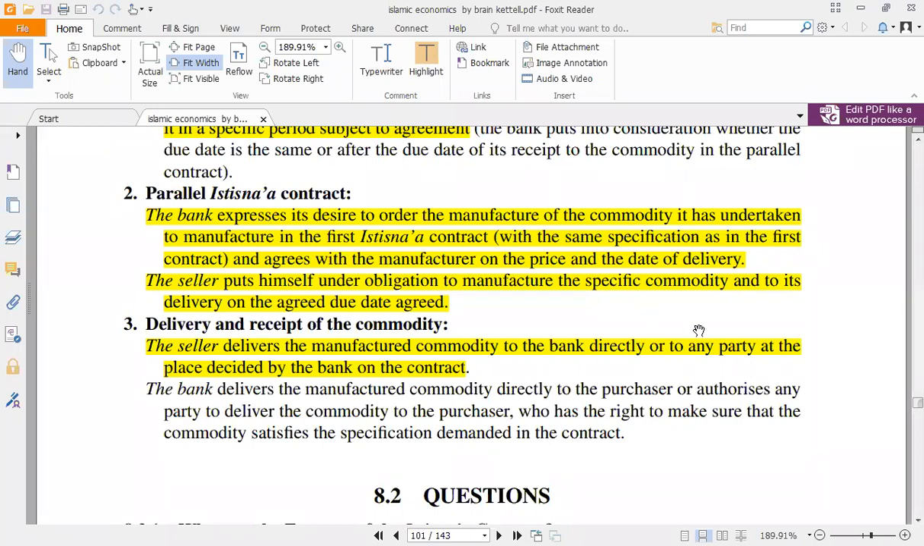So in the Istasna contract, we learn the delivery date is not fixed, and payments can be deferred, can be in lump sum, and can be in installments. Okay. So this is the Istasna contract. This is the Istasna mode of financing. If you have any problem, you can ask your question.